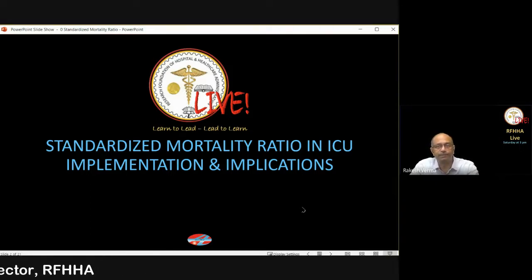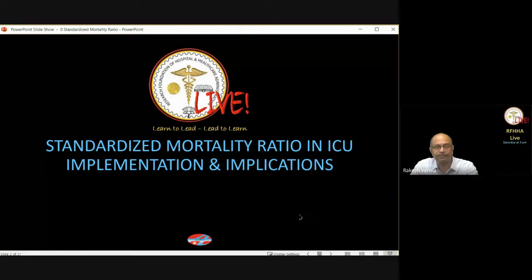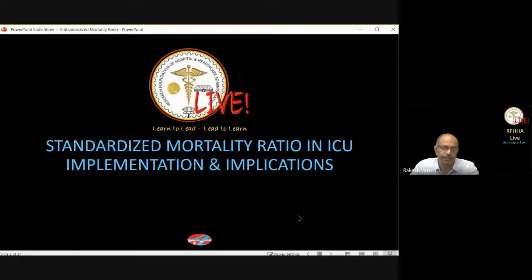The standardized mortality ratio based on the scoring systems in ICUs is essentially a part of clinical management of the patient, where a prognostic score is calculated or computed based on various scoring systems. So today's topic is to understand how this standardized mortality ratio is used for the purpose of measuring the performance of the intensive care units as well as for quality improvement purposes.